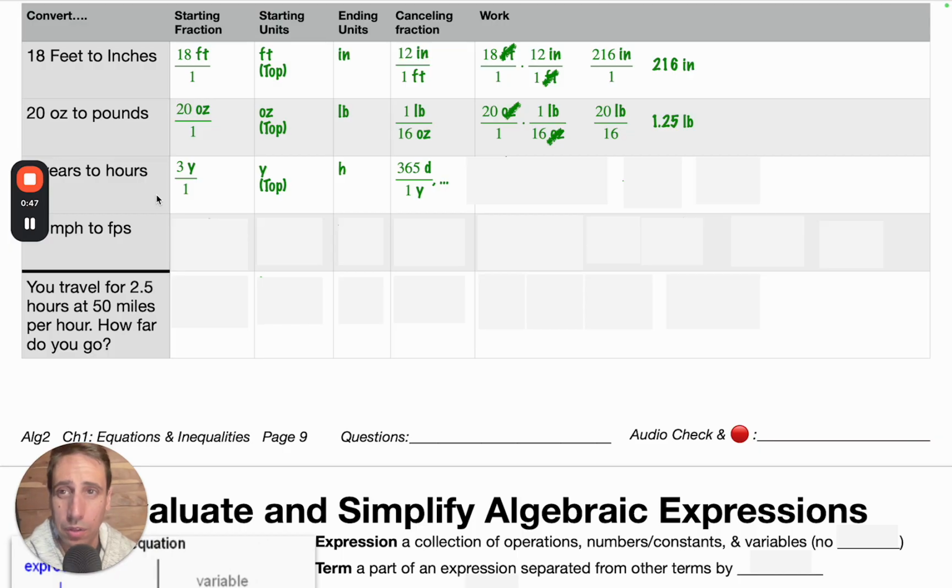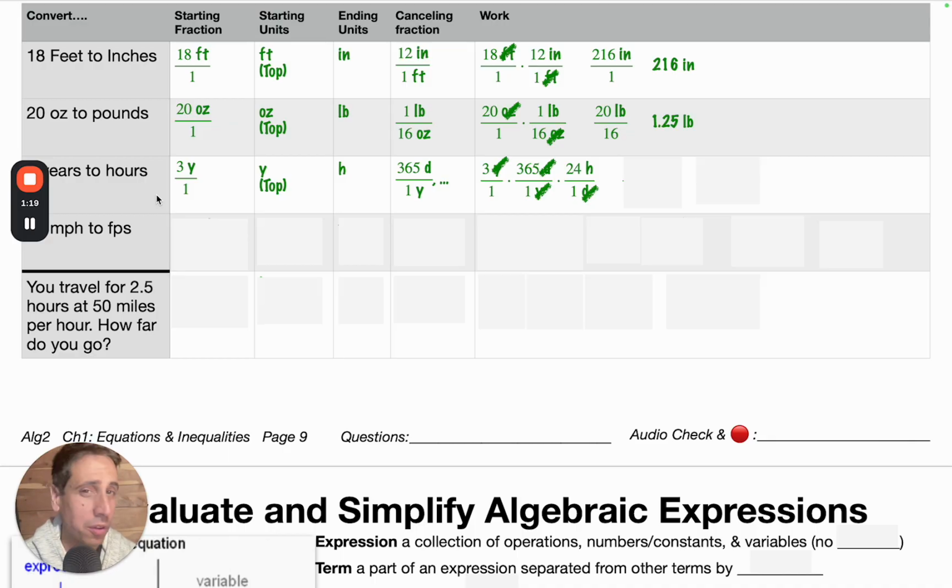So the work looks like this. You start with your starting fraction, 3 years over 1 times the canceling fraction. Notice years are in the bottom so that they cancel. And then we've got 365 days. Now we can do another canceling fraction to get rid of the days. Days are in the top, so we put days in the bottom. And in 1 day, there are 24 hours. Okay, so our ending units are hours, and now we've canceled out all years, we've canceled out all days, and we're left with only hours, and now we've got numbers as well.